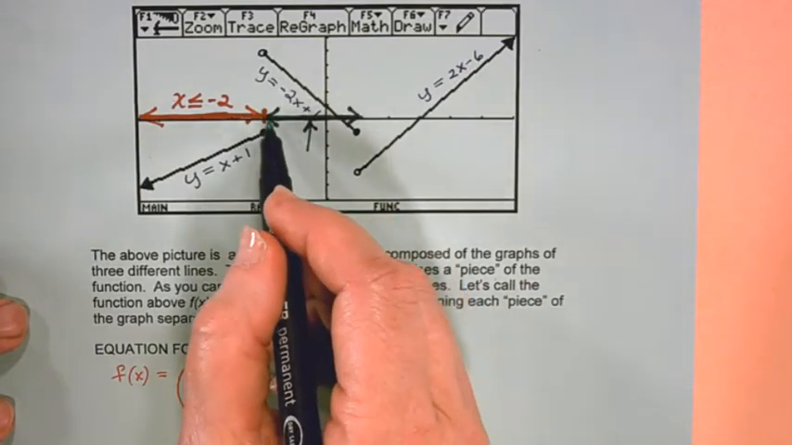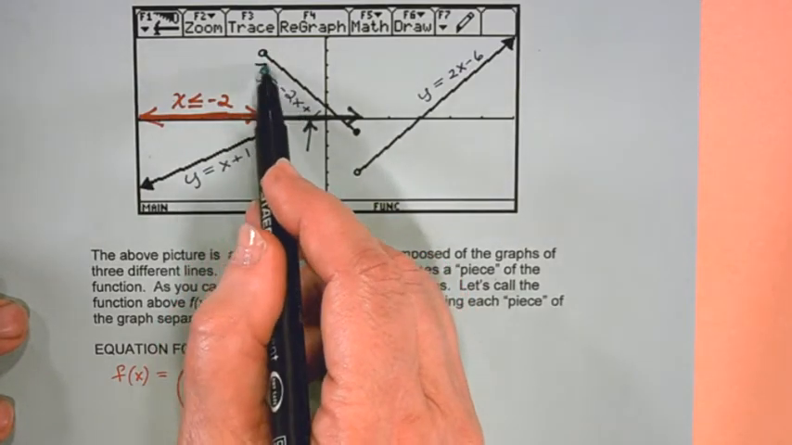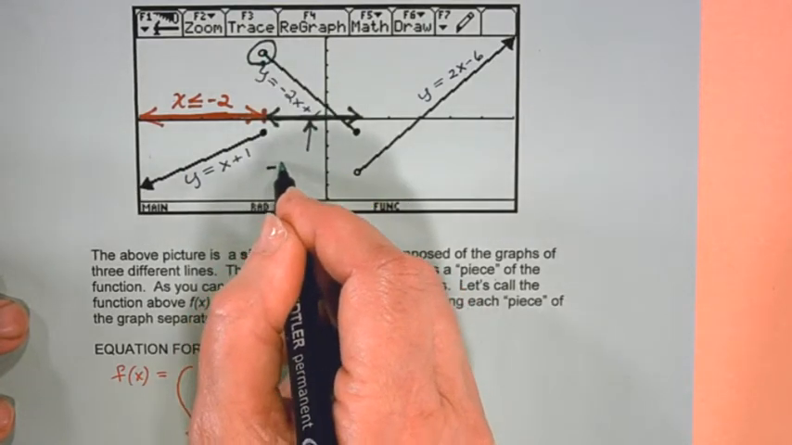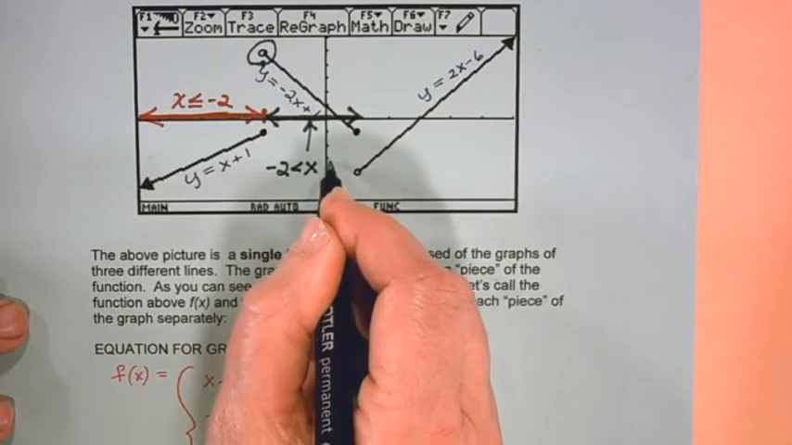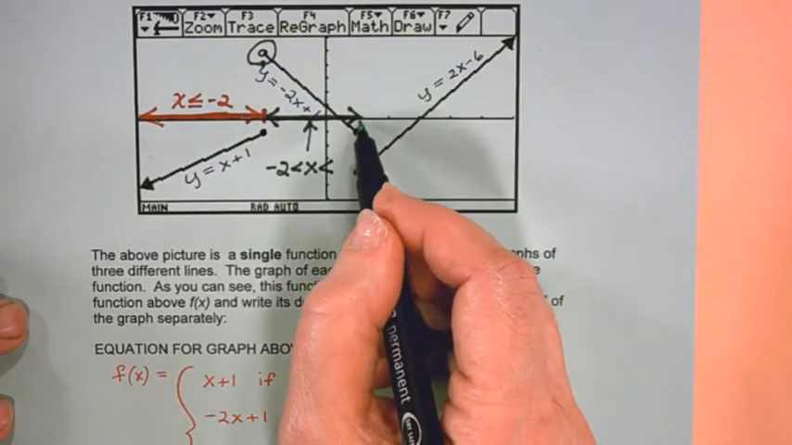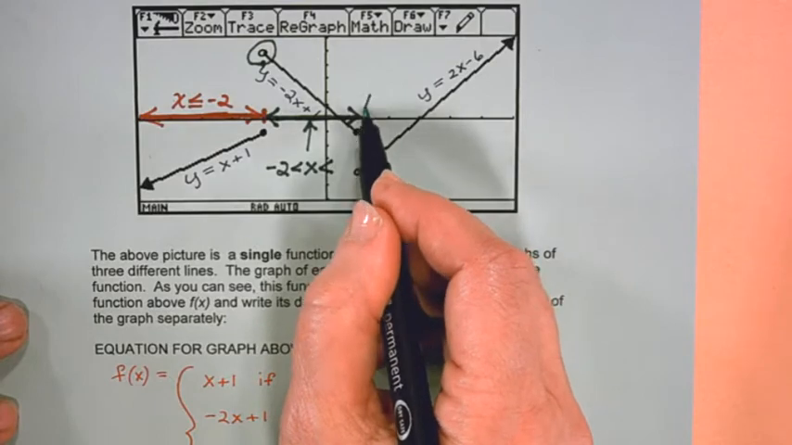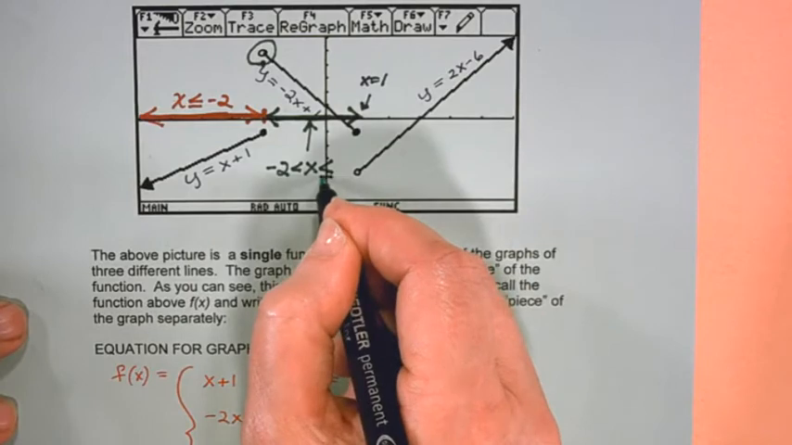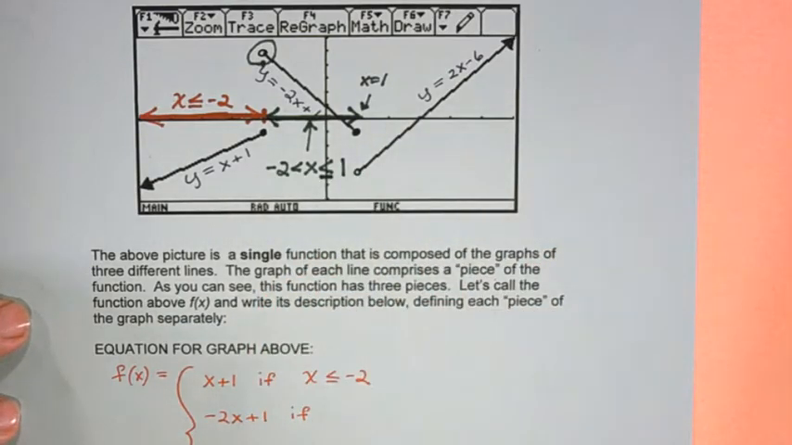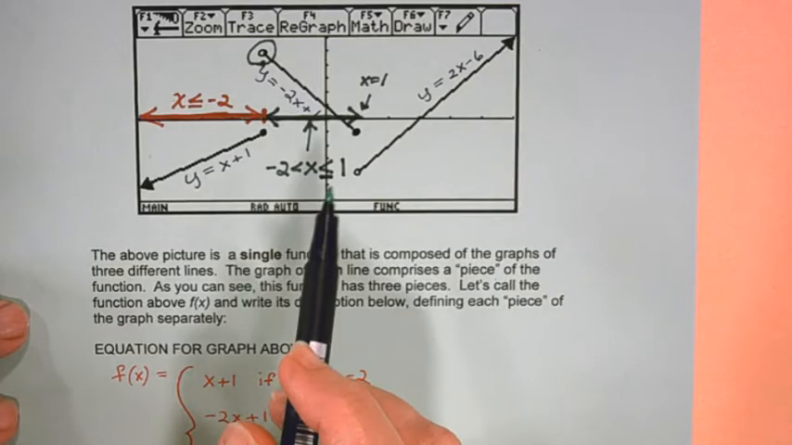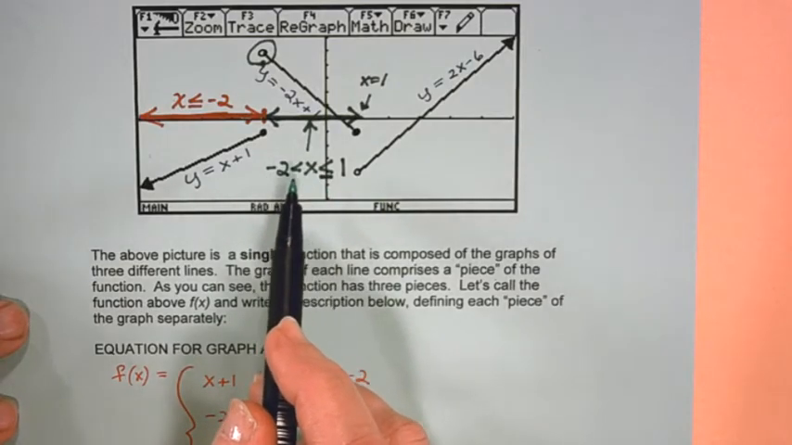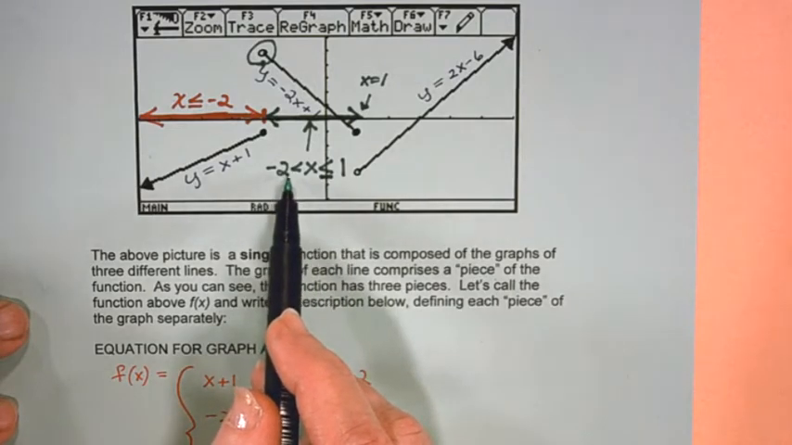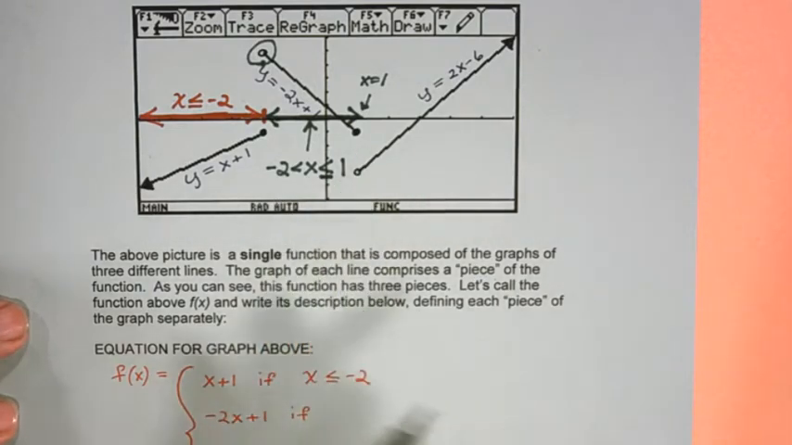Okay, it starts at -2, but it doesn't include -2 because I've got an open circle there. So it starts at -2, and it goes all the way over here to +1. That's x equals 1 right there. But it's got a closed circle there, so it does include 1. So I have the piece that the middle part lives on as x is between -2 and 1. Doesn't include -2, but does include 1. So let's write that down as an inequality.